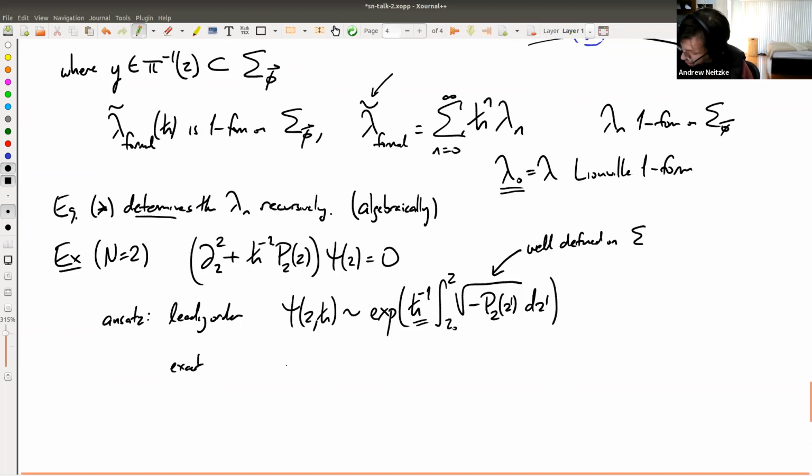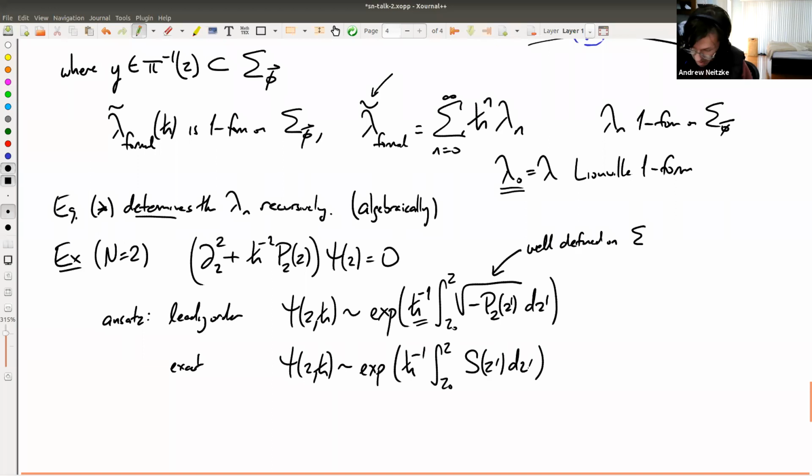the exact ansatz now looks like: psi of z in h bar is the exponential of h bar inverse times the integral from z to z naught of some s of z prime dz prime. That's lambda twiddle, but I'm writing it in local coordinate. If you plug that into the equation, you find that it has to obey the equation s squared plus p2 plus h bar times the derivative of s is 0. That's called the Riccati equation. And that equation is what you can use to determine the whole series expansion.